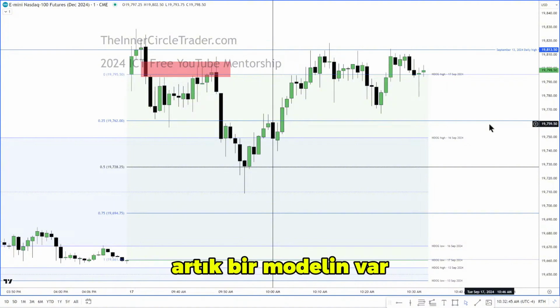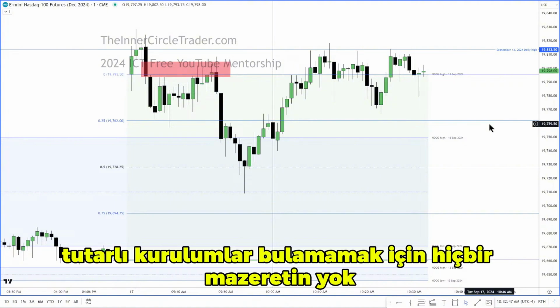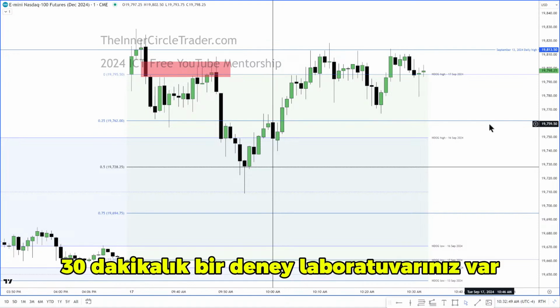you have a model now. You have no excuse not to be finding consistent setups every single day. You have an experiment laboratory for 30 minutes every single day.